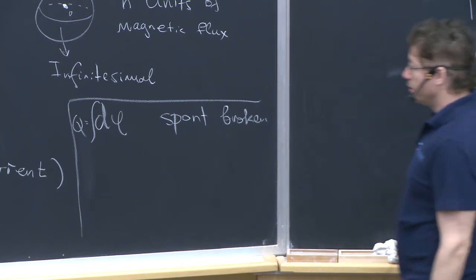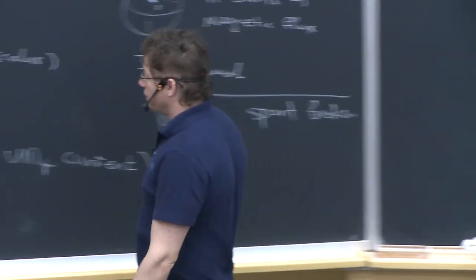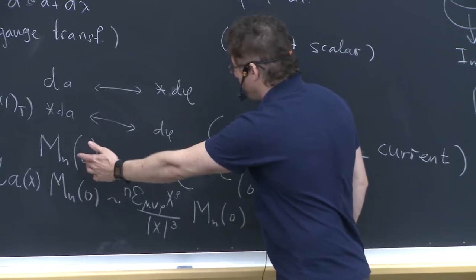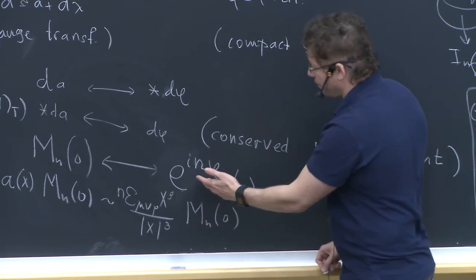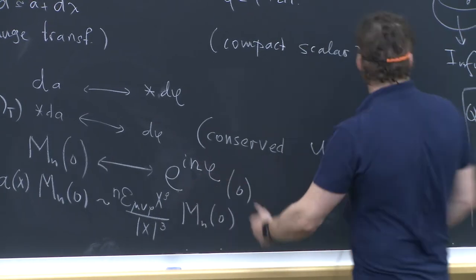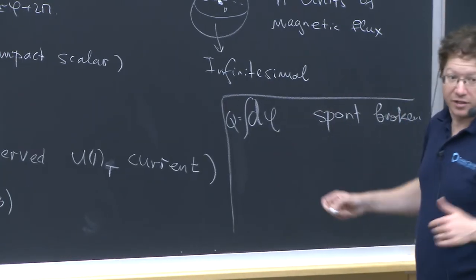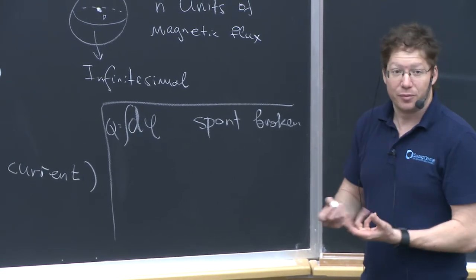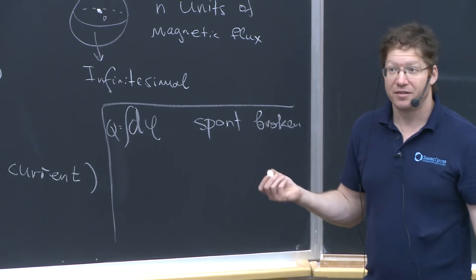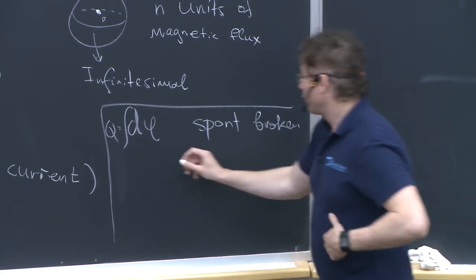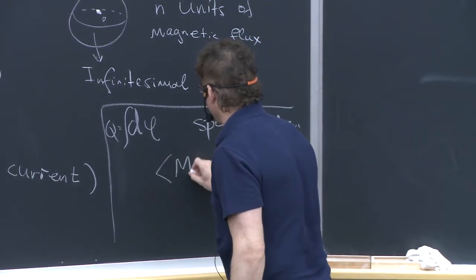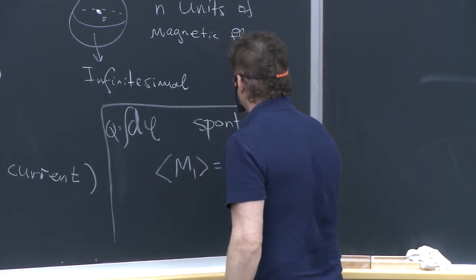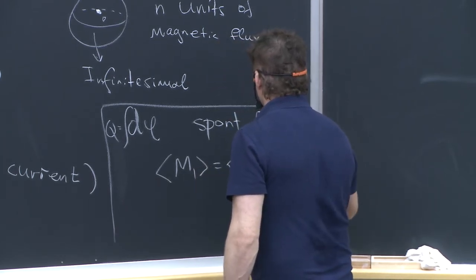That's comment number one. And therefore, you can extract from this fact that the order parameter is e to the i phi. We see that e to the i phi in the scalar language has a vev, right? Because phi is some number between 0 and 2 pi, so e to the i phi is some number. And therefore, also the monopole condenses. So M1 is the same as e to the i phi, and it's always non-zero.